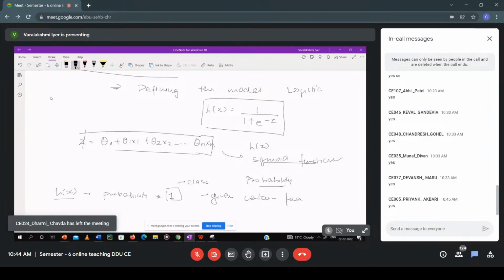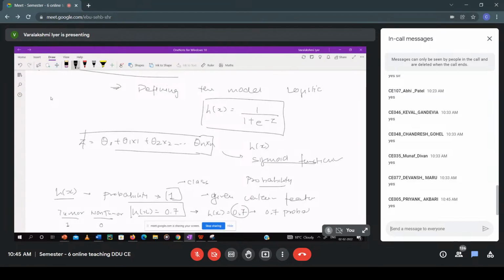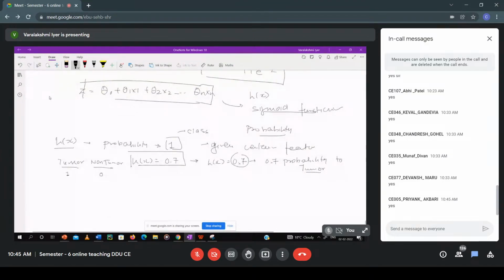For example, suppose you are trying to classify your data set into a tumor data set and a non-tumor data set, and suppose tumor is of class 1 and non-tumor is of class 0. If your output after passing your data through the model is h of x equal to 0.7, then it is read as 0.7 being the probability of that instance to be of tumor class. That is what we saw so far.